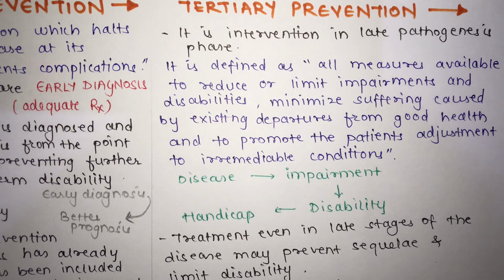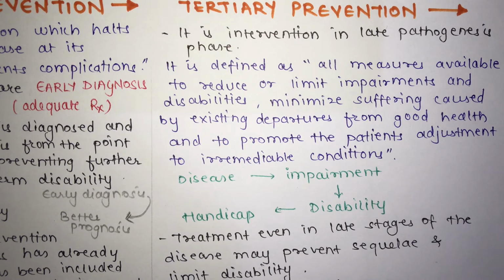It is defined as all the measures which are available to reduce or limit the impairments and disability, and it minimizes the sufferings caused by existing departures from good health, and promotes the patient's adjustment to conditions which are difficult to treat or correct. So it is all the measures available to reduce the impairments and disability. Tertiary prevention is where the patient doesn't get disabled.